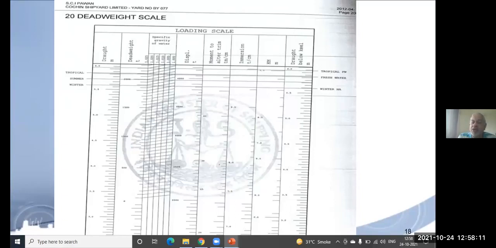Now, for every ship, you measure the draft on all 6 sides, add them together, and divide by 6. So you will get the mean draft, and that mean draft you read here. This is the draft column. So you read here, and then you will get the deadweight or displacement. By reading the draft, you can get the displacement or the deadweight from the builder's book, that is the stability booklet.